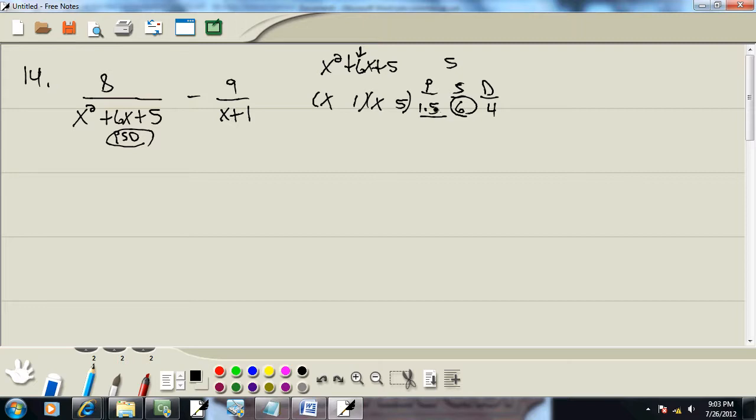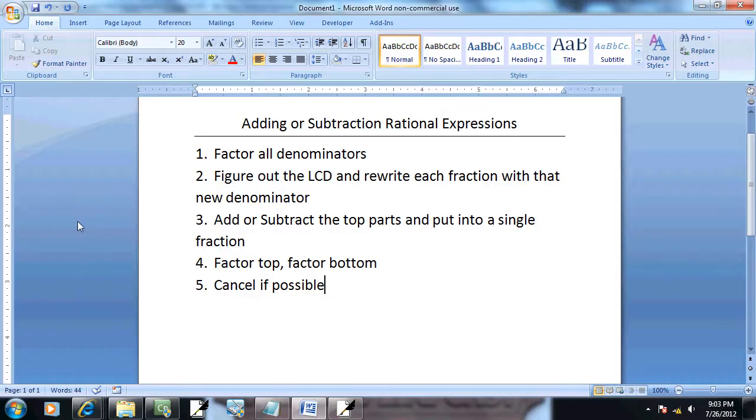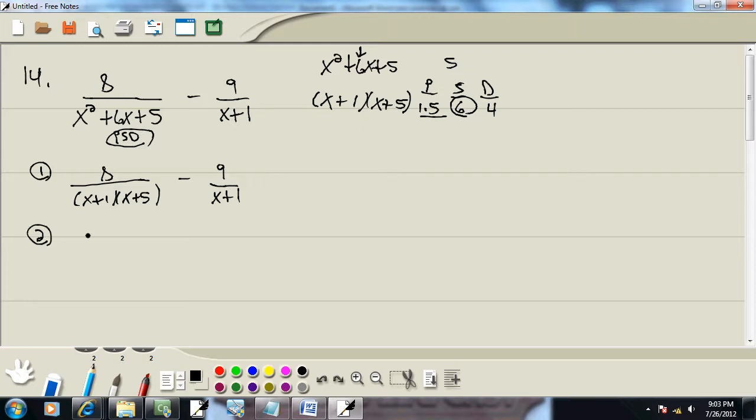Now, the larger number in the P column that we're using, which is a 5, is always going to be the same sign as the middle term, which is positive. If the number you circle is in the S column, S for same signs, both positive, both negative. Since this is positive, then this has to be positive. So our first fraction becomes 8 over x plus 1 times x plus 5 minus 9 over x plus 1. That was step 1. Step 2, figure out the LCD and rewrite each fraction with that new denominator.